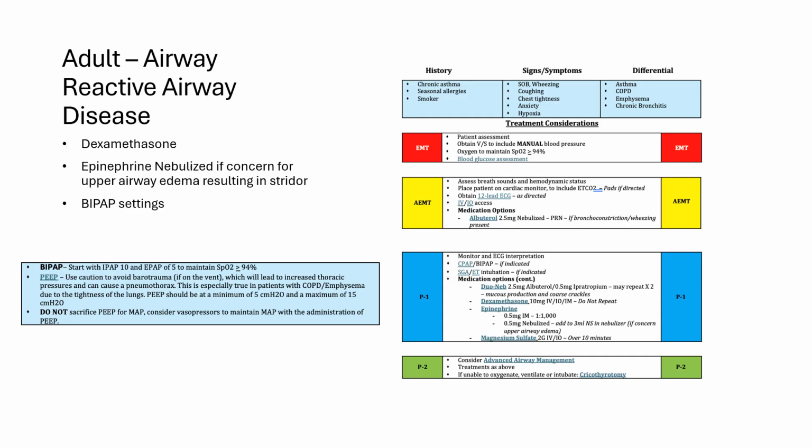All right. We have reactive airway disease. We have DuoNeb, Dex, Epi, Mag, all your typical stuff. We do have nebulized Epi on there if you think it's some upper airway edema. So if you think you have stridor and it's not wheezing, how do we tell the difference?